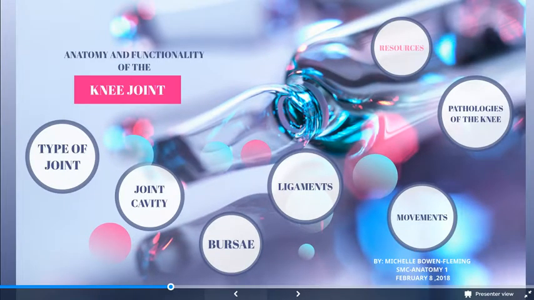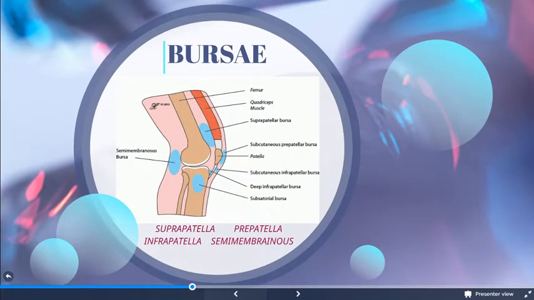Within the knee joint, there are several sacs filled with synovial fluid, called bursae. They are located in areas between moving structures within the joint. There are four bursae located within the knee: suprapatellar, prepatellar, infrapatellar, and semimembranosus.